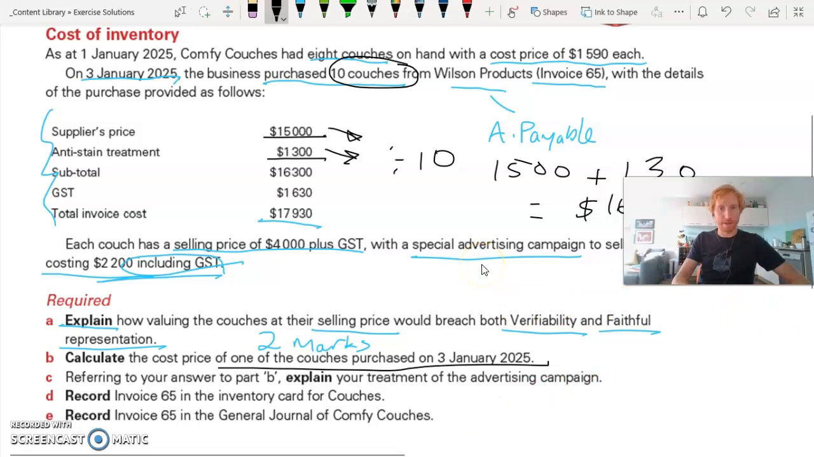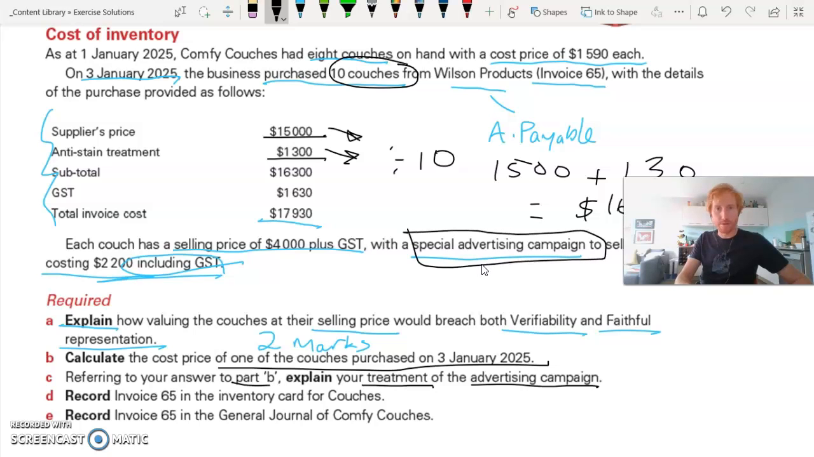Okay, so the next part of this question refers to your answer to the previous part. Explain your treatment of the advertising campaign. That's this part here. This is after receiving, after it's ready for sale. So therefore, not included.